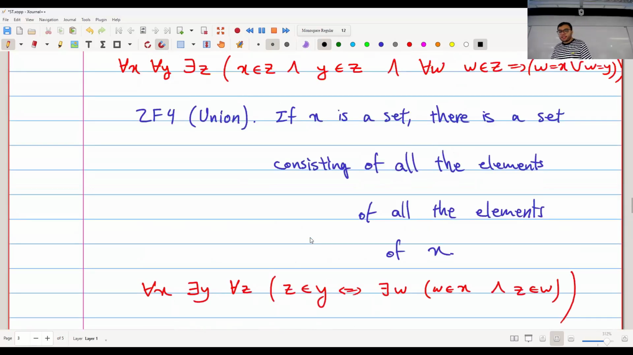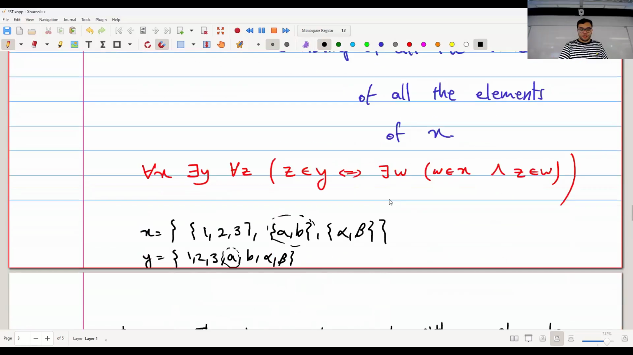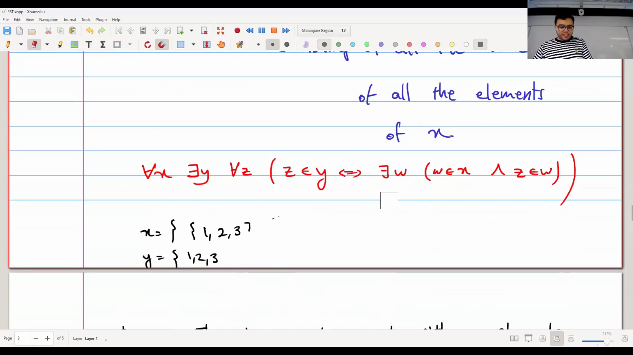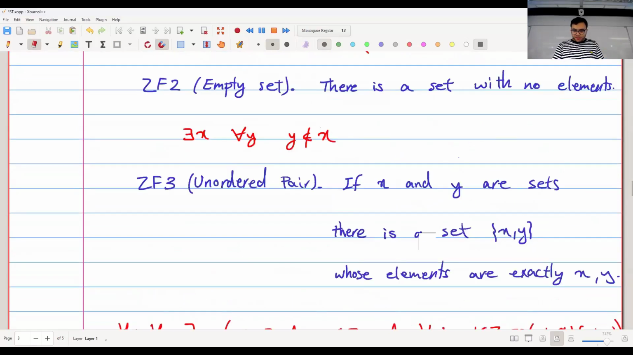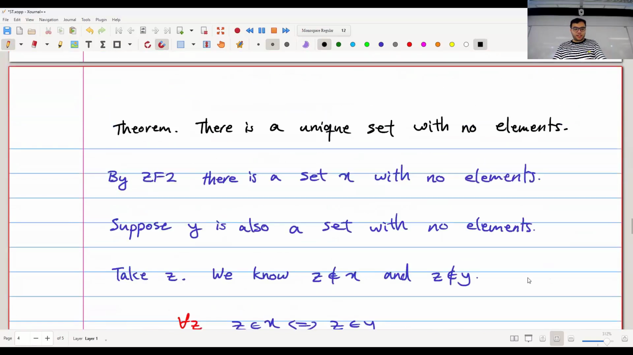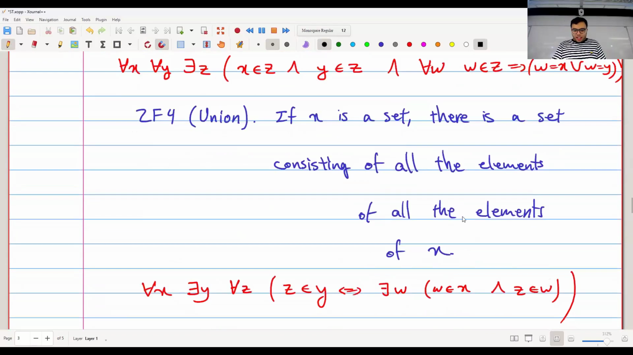So again, if X is a set, there is a set consisting of all the elements of all the elements of X. Great. So now I have union, and again, you can prove that these sets are unique, and also for this previous one. So here, when I said there is a set whose elements are exactly X and Y, there is a unique set, right? But uniqueness proofs are basically like this. They're not too interesting. You can write it on your own.